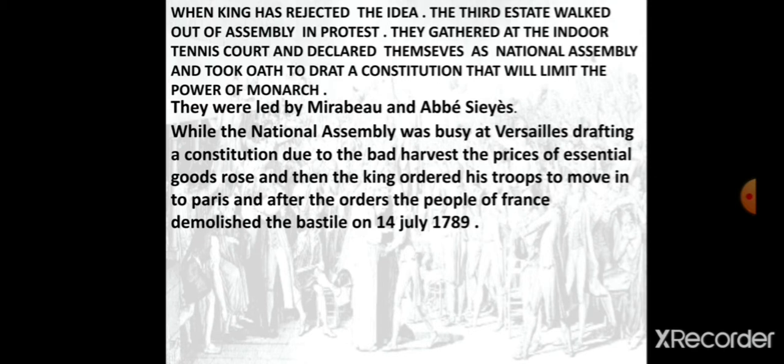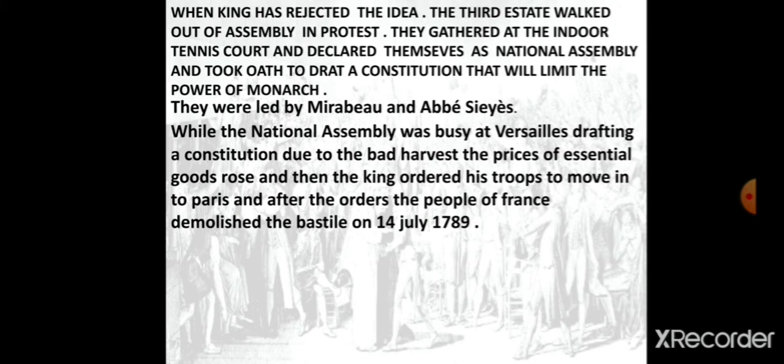The people of France were in great economic distress. We all know that there was a bad harvest, the population was higher than in previous years, and to feed this population they needed much more food grains, and due to the bad harvest they were not getting the amount of food grains that they wanted. And the representatives of each estate were busy at the Palace of Versailles because they were drafting a constitution for France.